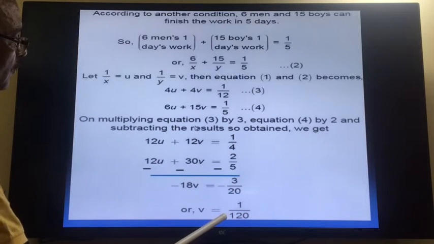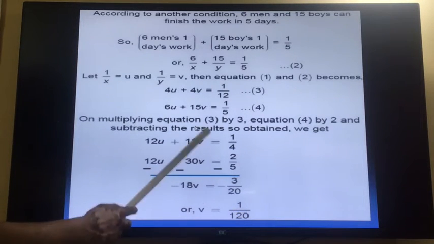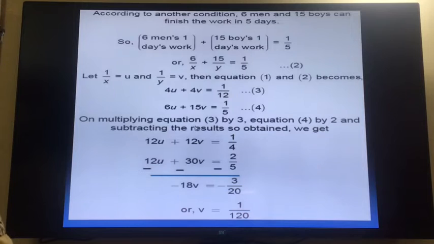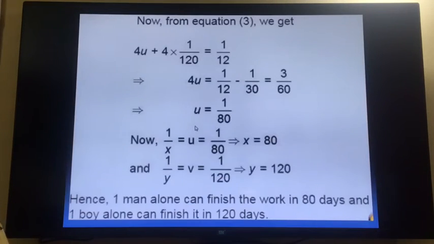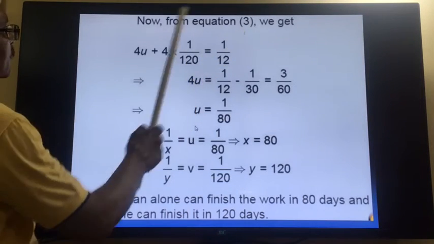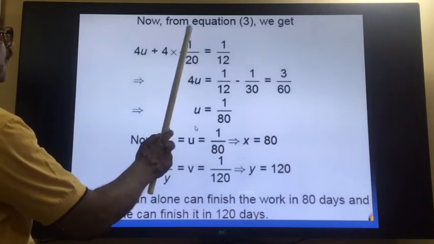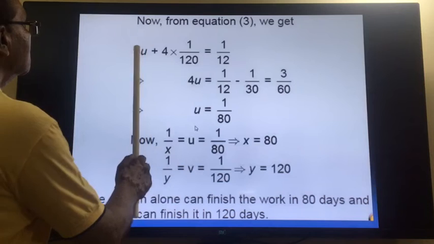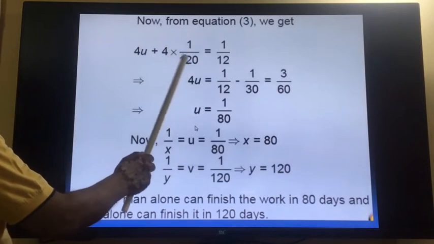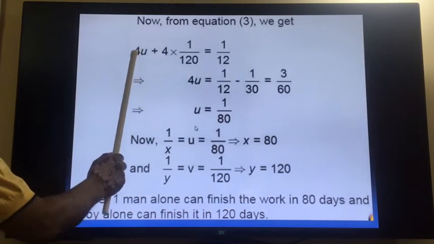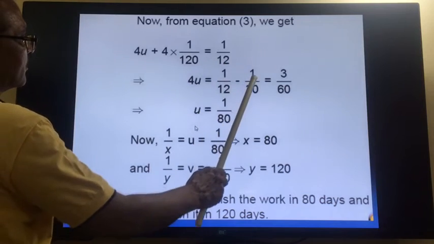So we got the value of v, and this value of v we can put in any one equation to get the value of u. So we are putting this in the third equation, so we will get 4u plus 4v, in place of v 1 upon 20, is equal to 1 upon 12. So by 4 we can cut it, so we will get 1 upon 30. So 4u is equal to 1 upon 12 minus 1 upon 30.